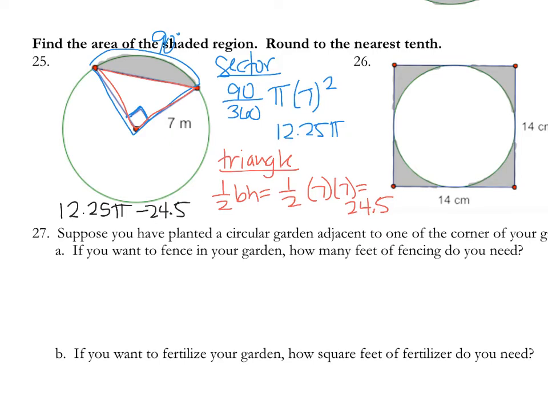Please make sure you do put the pi in an instance like this because the directions ask you to round to the nearest tenth. And it comes out in your calculator as 13.98, which means it's going to bump up to 14.0 meters squared. Okay?